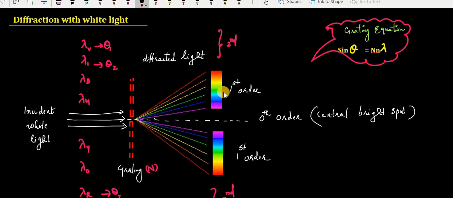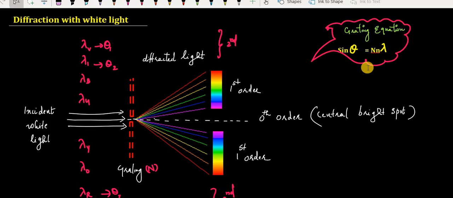So that's what happens when white light is incident on this particular arrangement. That is when the grating equation is given by sine theta is equal to n lambda. This is the grating equation. So when different colors are incident on the diffraction grating, these different colors will be diffracted in 7 different angles, and it will constitute a beautiful diffraction pattern of 7 different colors.